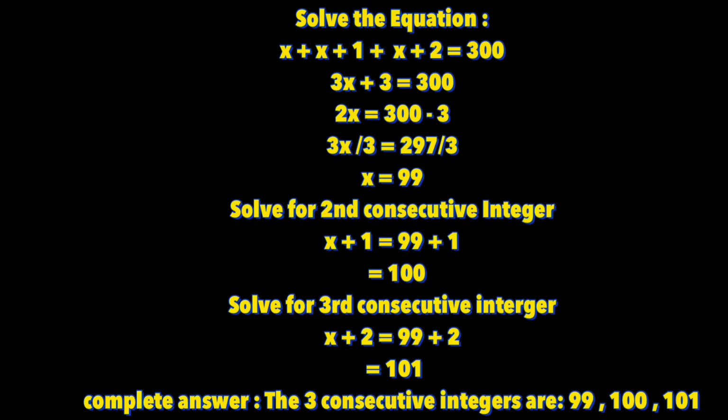x plus 1 equals 99 plus 1 equals 100. So 100 is the second consecutive integer. The next, solve for the third consecutive integer. x plus 2 equals 99 plus 2 equals 101. Now the complete answer, the three consecutive integers are 99, 100, and 101.